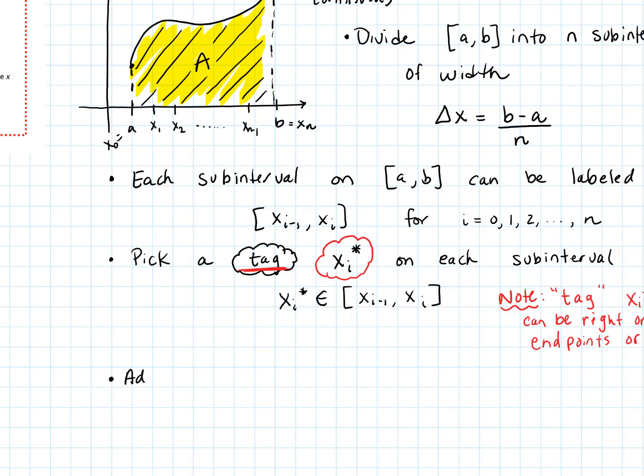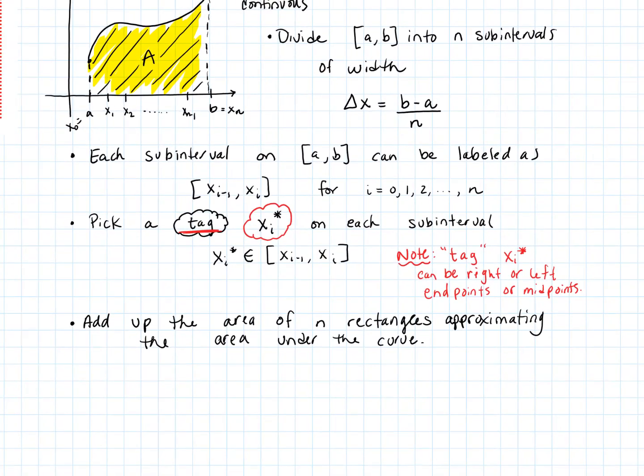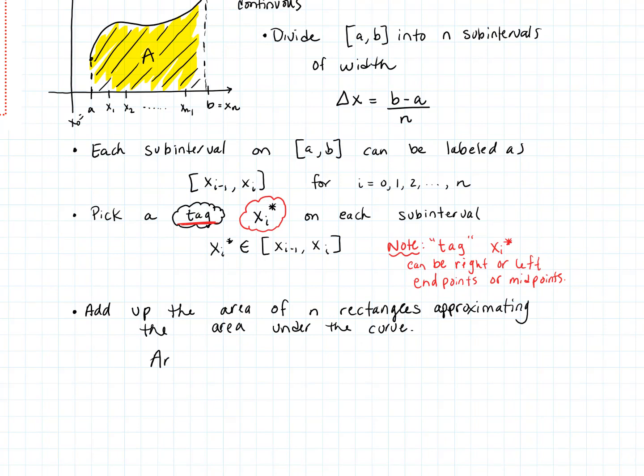So we pick a tag, and then we compute the area of the rectangles and then we add up the area of n rectangles approximating the area under the curve. We're going to use our tag to find the heights of those rectangles, and then we're going to add them all up. So the area is going to be approximately the sum of the areas of n rectangles.